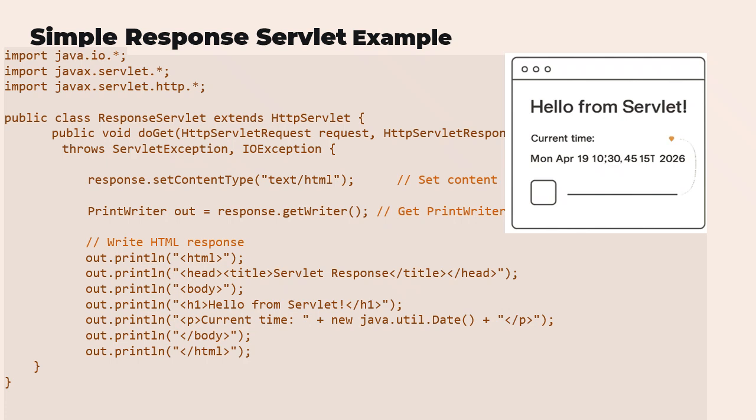Here the method setContentType tells the browser that the response is HTML content. Then it creates a PrintWriter to write text data to the response. After that, we write the HTML structure. H1 displays a large heading in the browser. The new java.util.Date function creates a date object with the current system time, which is concatenated with the HTML text, and displays the current date and time in the browser.